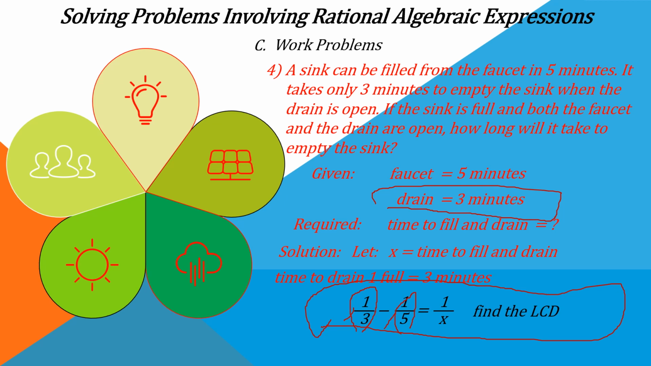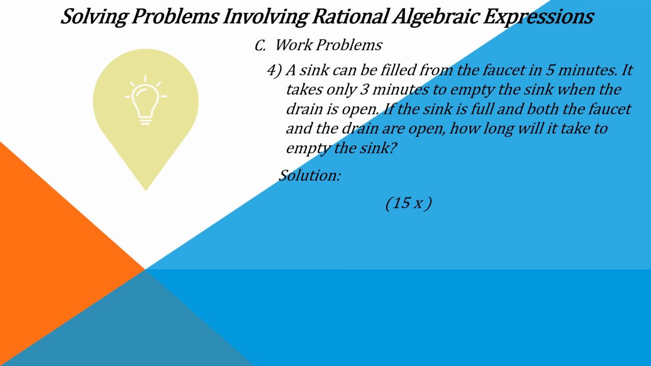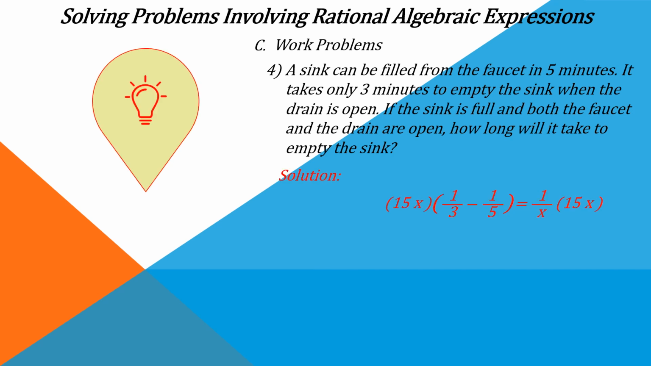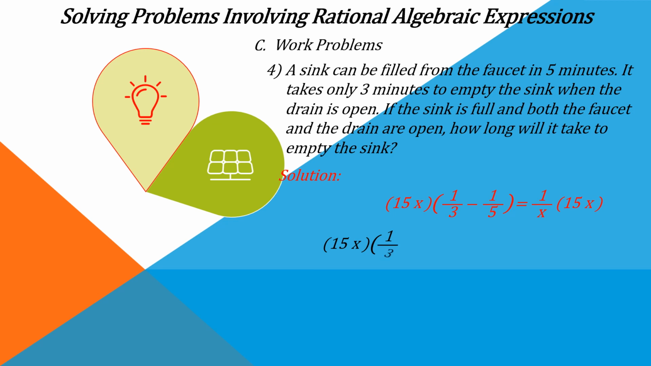Now, let us find the LCD, or least common denominator. The least common denominator of this equation is 15x multiplied by 1 over 3 minus 1 over 5 is equal to 1 over x multiplied by 15x. Cancel or simplify the equation. 15x multiplied by 1/3 minus 15x multiplied by 1/5 equal to 1 over x multiplied by 15x.